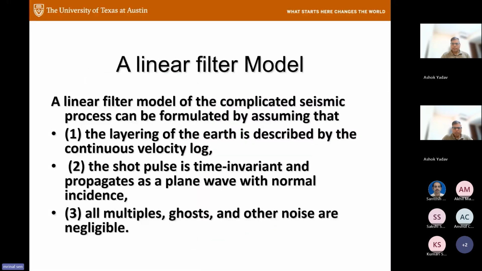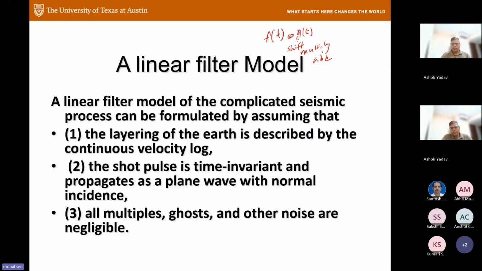So here, the theory is that it assumes a linear filter model. But by the way, is there anybody in the audience who does not know what a convolution is? Anyway, if you don't, just need to teach yourself. It's very simple. If you have two time series, let's say f(t) and another time series g(t), a convolution would simply mean shift, multiply, and add. Okay. So in this case, f(t) would be your reflectivity sequence, and g(t) will be your wavelet.